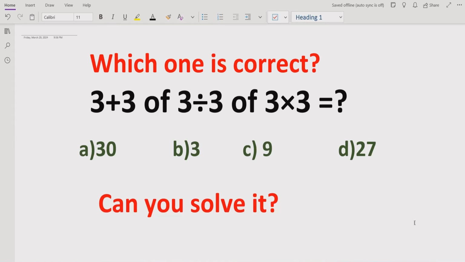Today, I hope you are good, and today we will solve another quiz which is related to the PEMDAS and BODMAS method, and here we have some basic operations like multiplication, division and addition. So we will solve this quiz and see which answer is correct. We have four options in this quiz: 33, 9 and 27. Let's see what the answer of this expression will be.